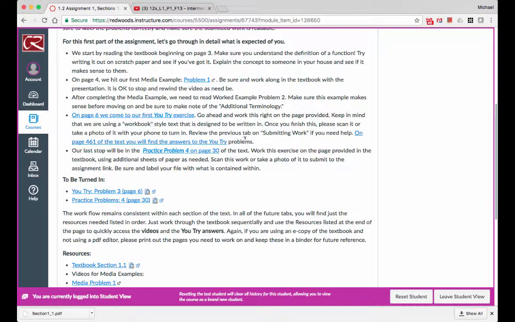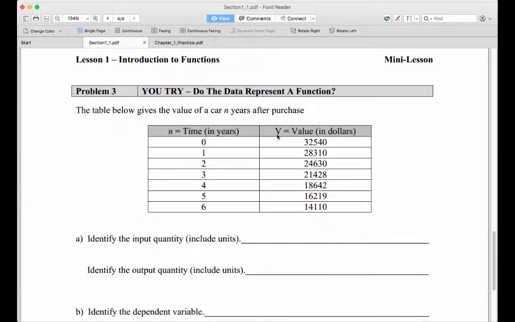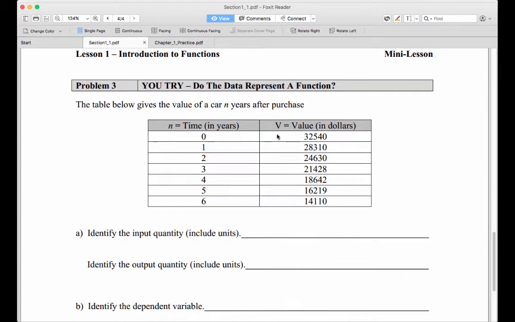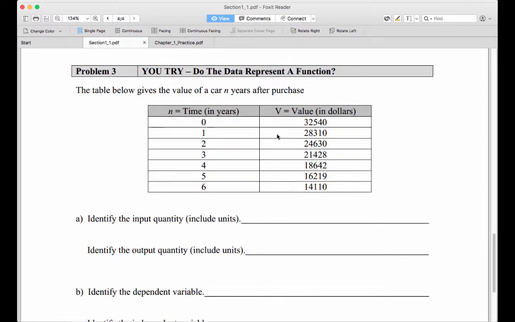I'll have a review of submitting work here in just a moment at the end of going through stuff. Then on page 461 of the textbook, if you want to go there, all of the answers to these problems are actually available. This is the only type of problem in the book that the authors provide answers to. The rest of them you're going to have to either ask me or your peers if you're having trouble with a particular problem. So be sure and work these, and check your work to make sure they make sense to you when you get done with them, okay?